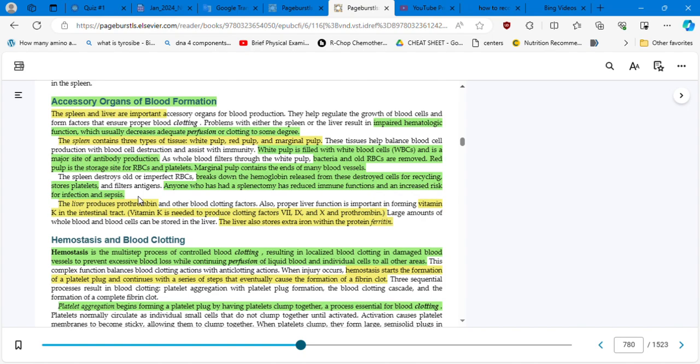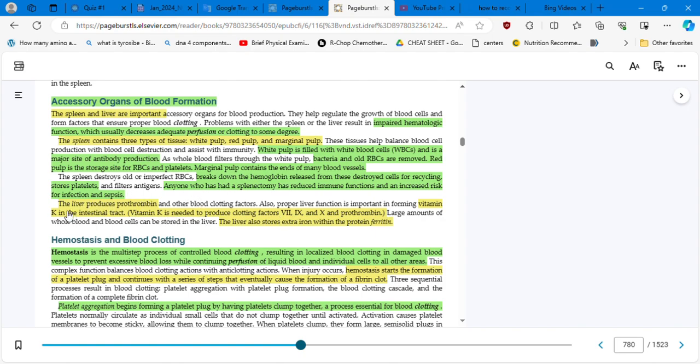Because the white pulp, for example, is the area that is basically producing antibodies, okay? Also, bacteria and old RBCs are removed in this part of the spleen. Red pulp is a storage site for RBCs and platelets. Marginal pulp contains the ends of many blood vessels.